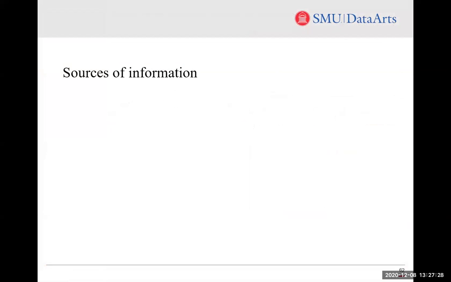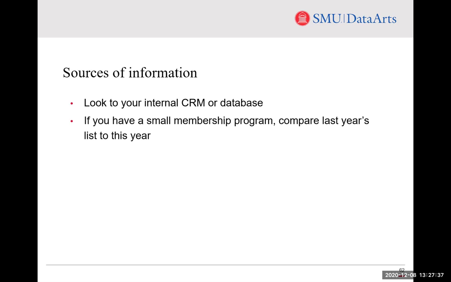A note about where to find this data. If you have an internal CRM or database, there may be reporting tools that help you to find this information. But if you don't, if you have a small membership program and you track it using lists or spreadsheets, you can also get this information by just comparing those two lists from year to year.